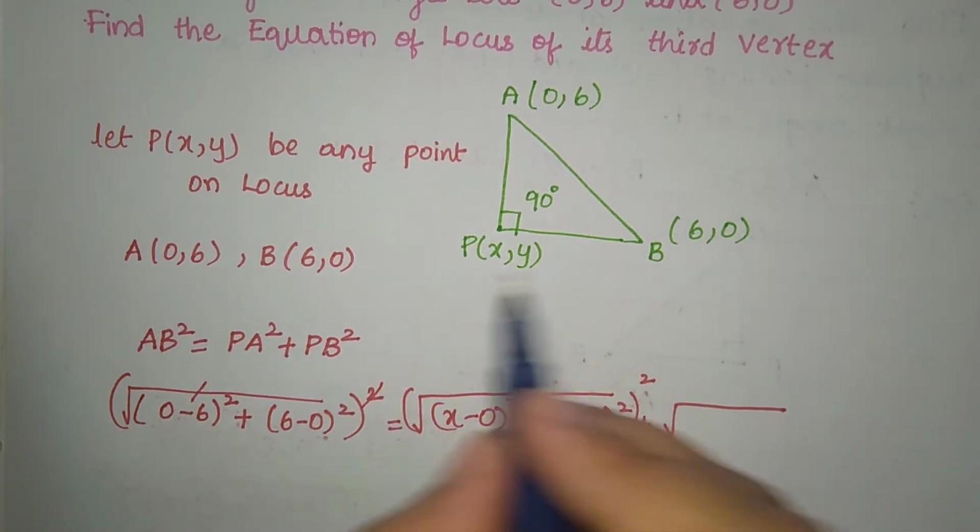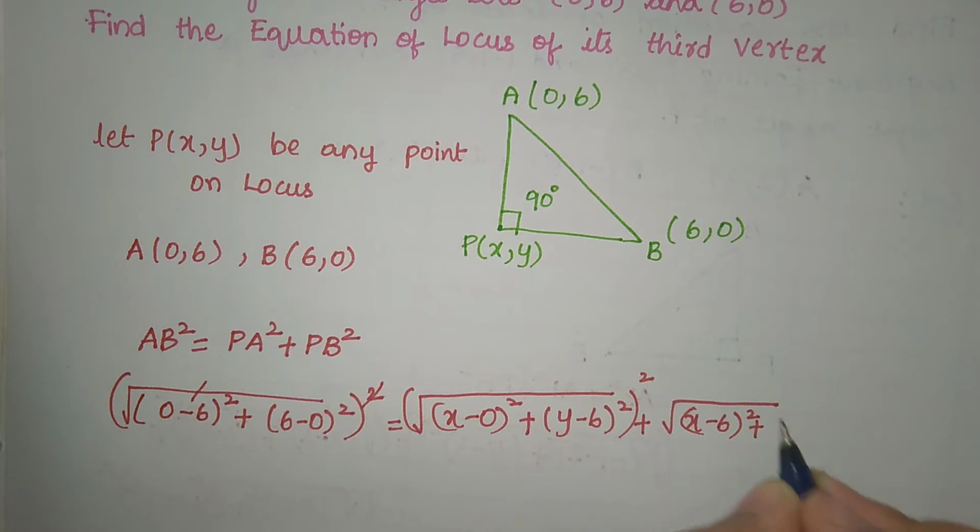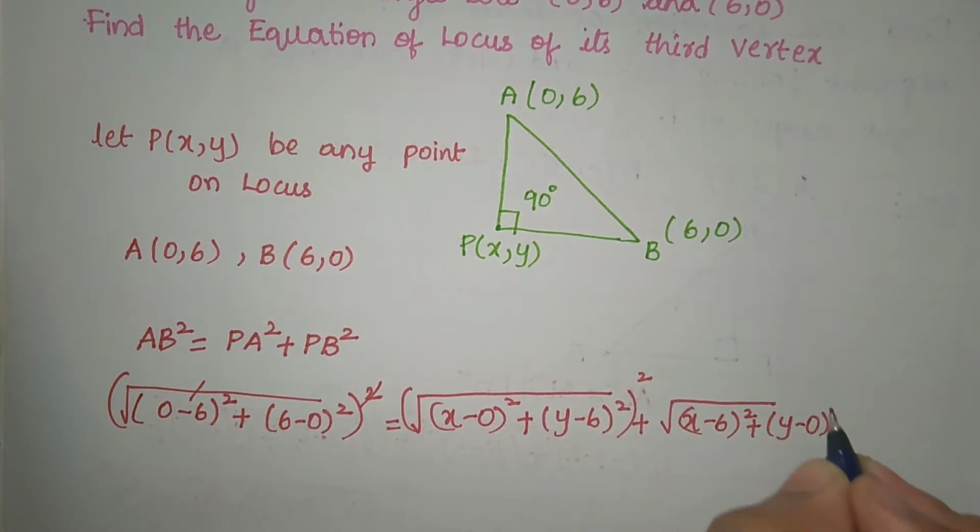and PB, (x minus 6) whole square plus (y minus 0) whole square.